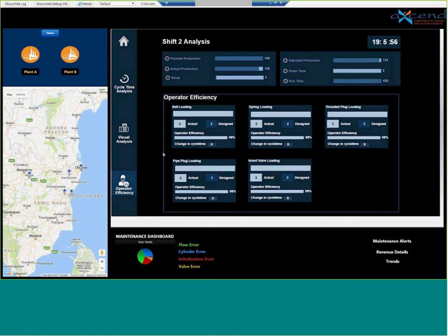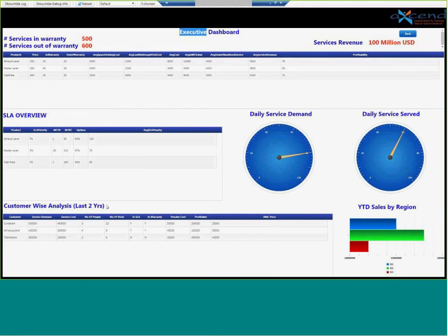If you're looking at a business level, we have more dashboards lined up here. If you are looking at the revenue details, for example, I'll just highlight this, the customer-wise analysis.